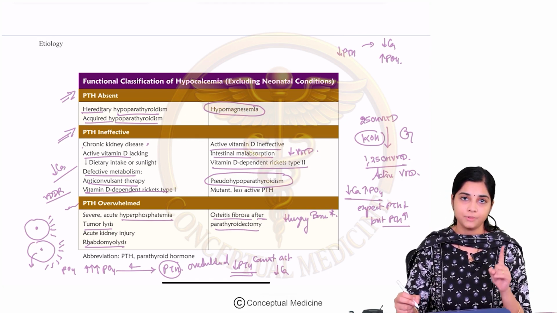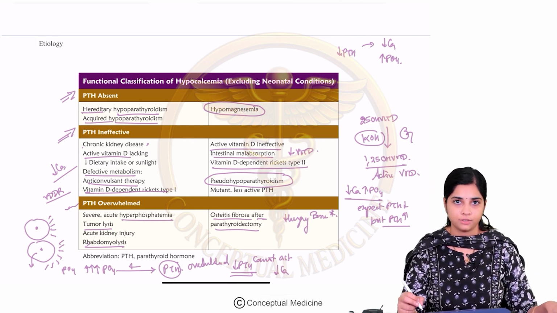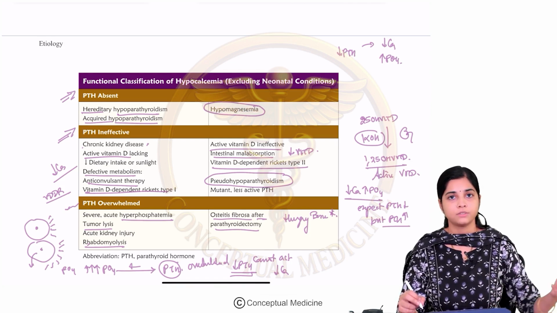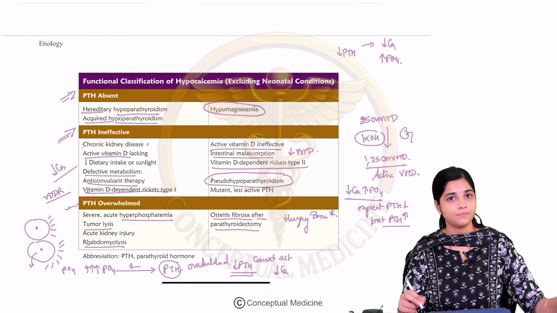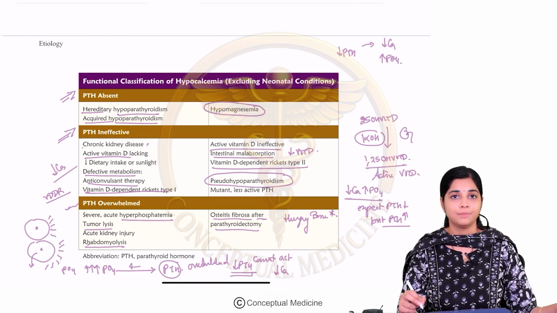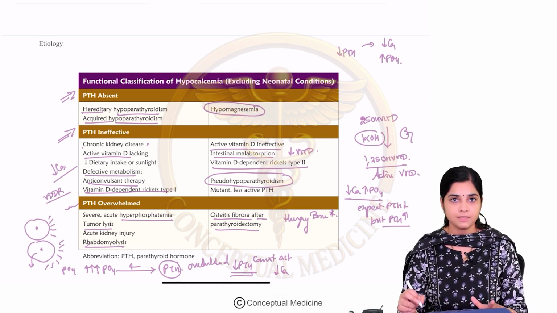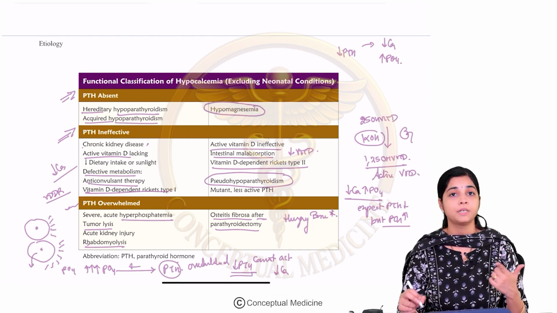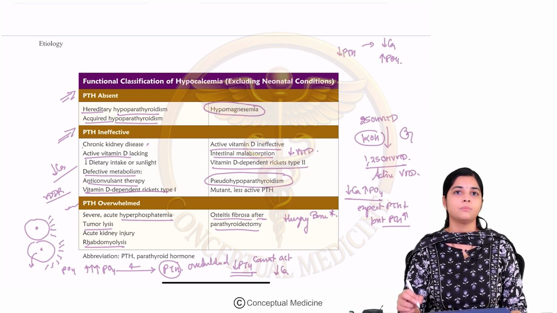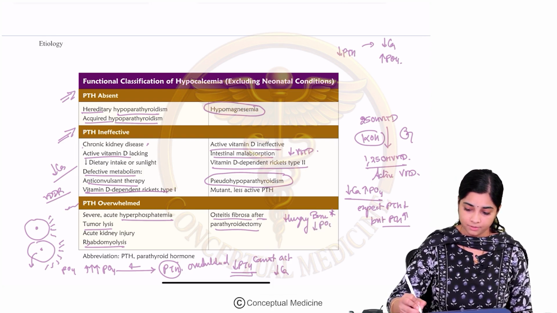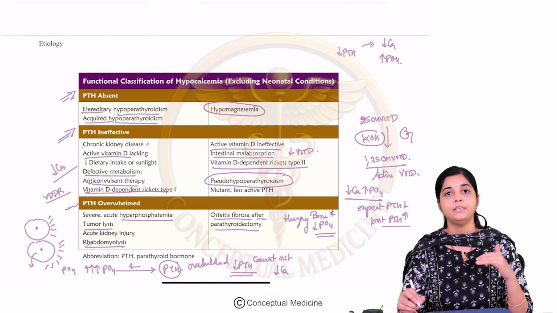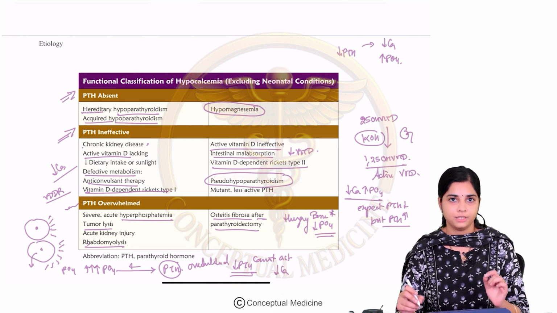So hypocalcemia can be because of a PTH dependent cause where you have hypoparathyroidism. Then it can be because PTH is ineffective, where PTH is not able to act at its receptors. This can be because of vitamin D deficiency, VDDR, vitamin D dependent rickets or vitamin D resistance, then pseudohypoparathyroidism and CKD. And PTH is overwhelmed in conditions where there is severe hyperphosphatemia, for example tumor lysis syndrome, and the other one is hungry bone syndrome. In hungry bone syndrome, the phosphorus levels will be low, but here also there is hypocalcemia because there is deposition of calcium and phosphate into the bone. Okay, so the etiology is clear.